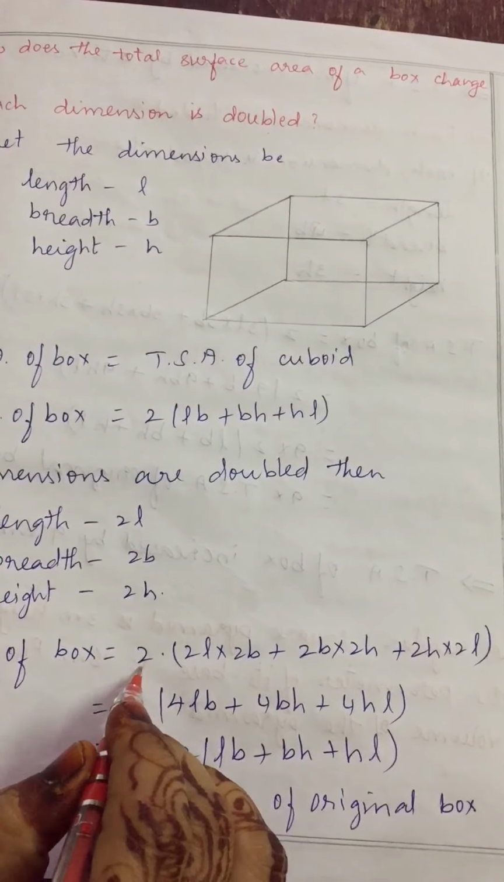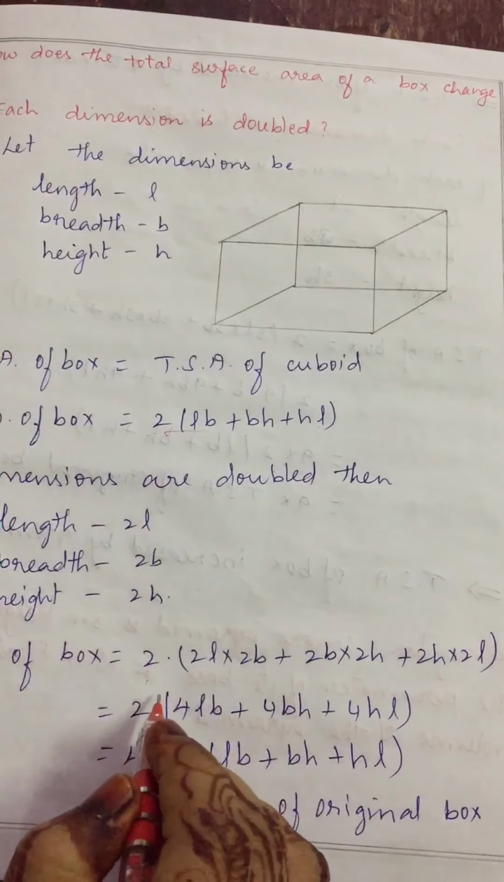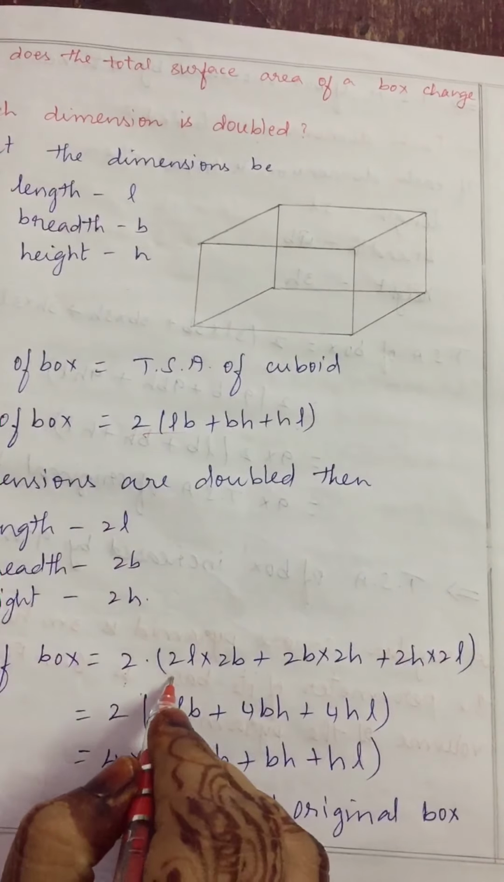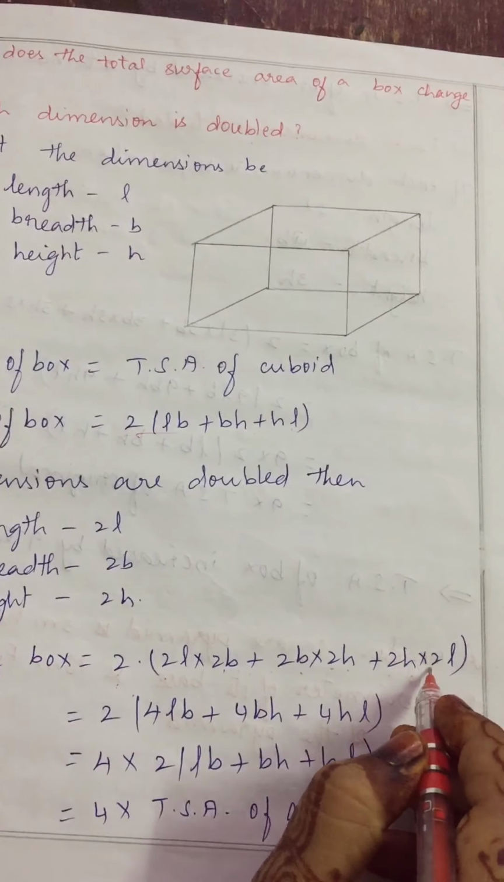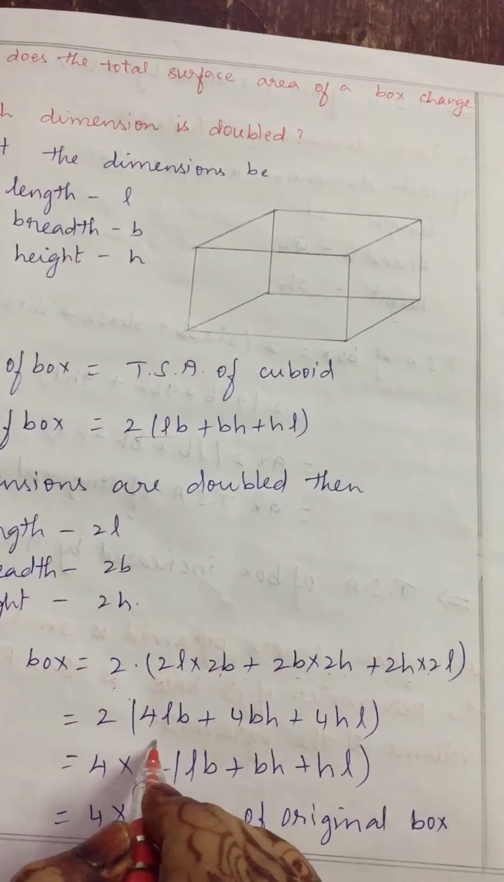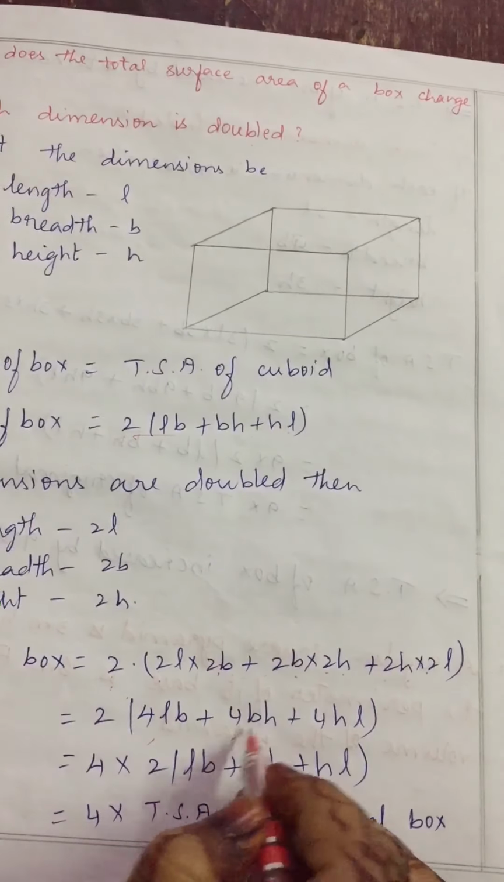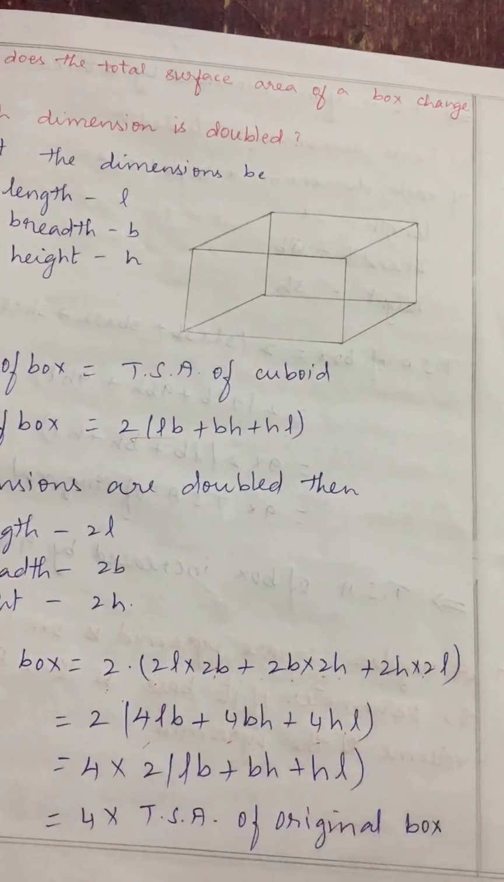This formula, 2, as it is. See, this is the formula: 2 into (LB plus BH plus HL). So this as it is, into L is here 2L, and breadth is 2B, plus 2B into 2H, plus 2H into 2L. Correct, children? We are taking double. So 2 into 2, 2's are 4 LB, 2 into 2, 4 BH, plus 2 into 2, 4 HL. Clear, children? 4 we are taking out.